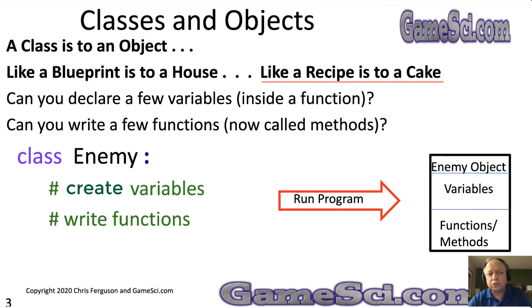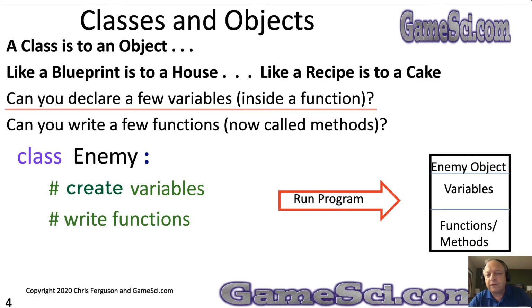Like a recipe is to a cake. What is a recipe? It's a list of ingredients and a set of instructions. You get the ingredients, you follow the instructions, and boom, you've got a cake. What is a class? It's a list of variables, a list of functions. You put them together, boom, you've created an object.